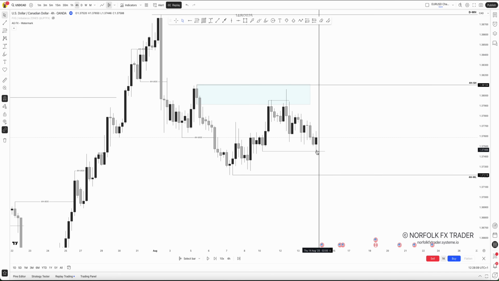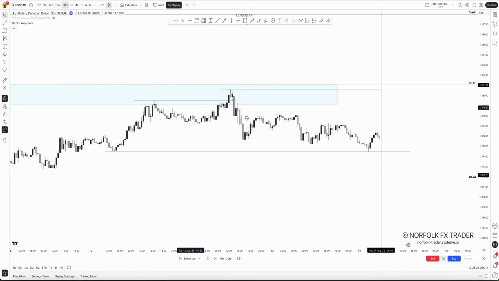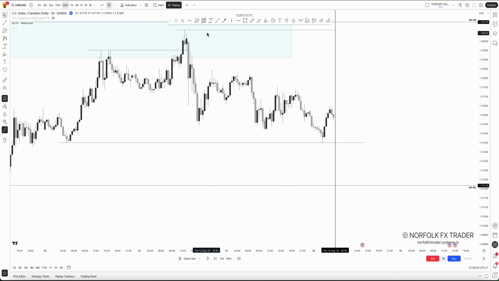As soon as I've seen this sweep, I'm expecting we could go higher. From that point, this could go all the way back up to run this high here again, and eventually take out that 4-hour strong high as well. Now to follow this, we're already bullish on the daily. I'm going down to the 30-minute here, and this is where I'll start applying my 30-minute structure.